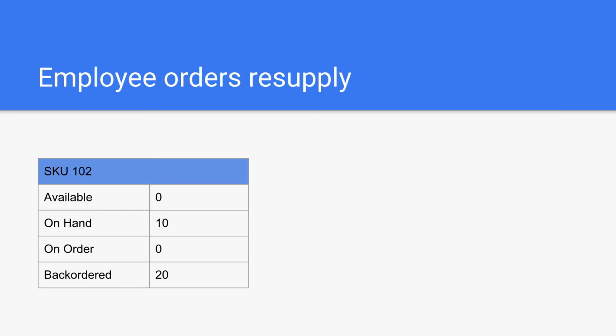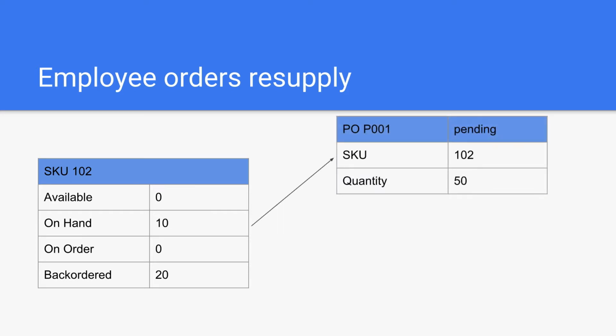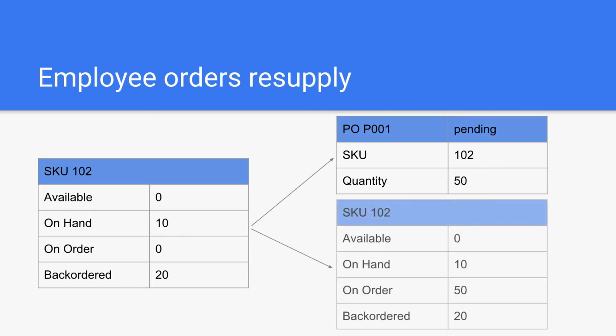So now if we have a resupply that's ordered, say for SKU 102, then the employee is going to create a purchase order for that supplier and say we're going to order 50, and we'll also update our on order to indicate that we have 50 on order. So we just increment our on order amount there.